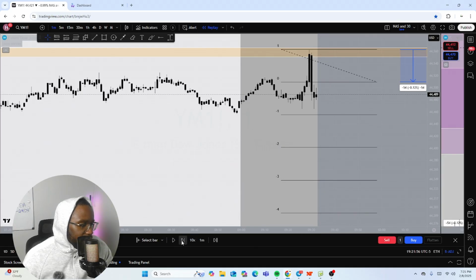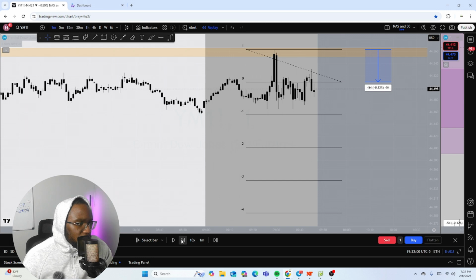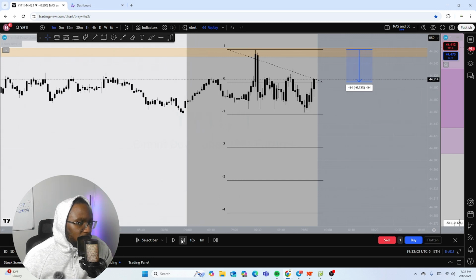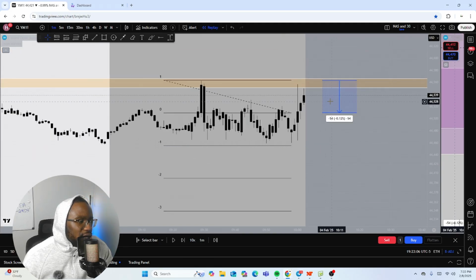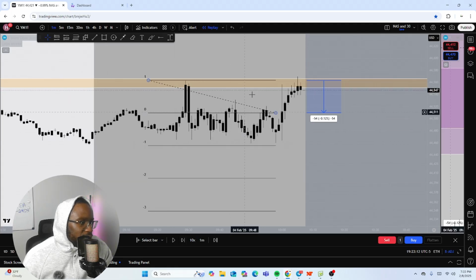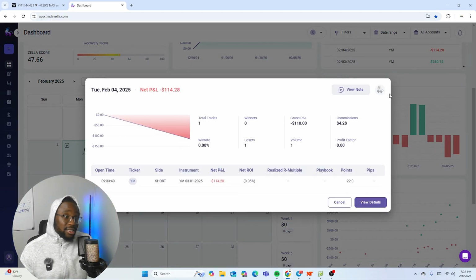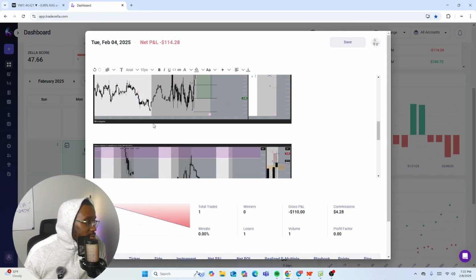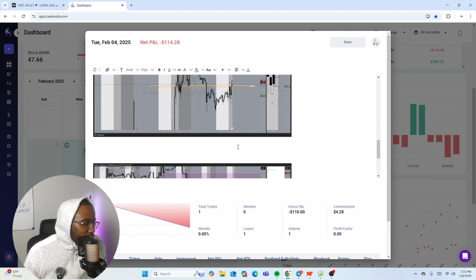Let's see if it tapped me in. It did tap me in. Did it stop loss me? Dang, it went so close to my TP1. Jeez, look how close it went to my TP1. Then yeah, you can see it definitely stopped me out. So that's definitely a trade that happened. Let's see if it correlates. Yep, pretty much the same exact trade.